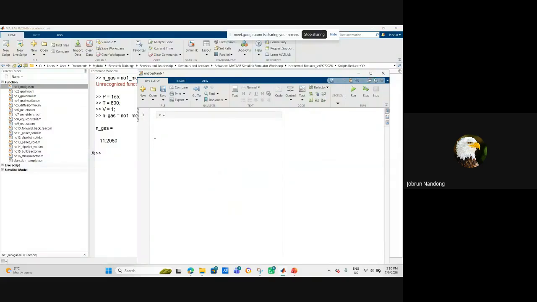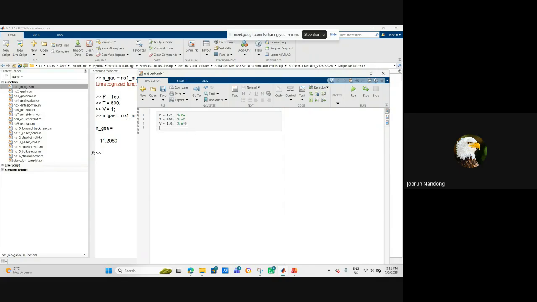Okay, let's say P, we define that as 1E5. That is 1 bar, or 100 kilopascal. We type it here in Pascal, the unit is Pascal. Then you have a temperature equal to 800. Put a comment at the back there, insert a comment so that we know what that is. This one is in degrees Celsius. Volume: this one is 1 meter cubed.